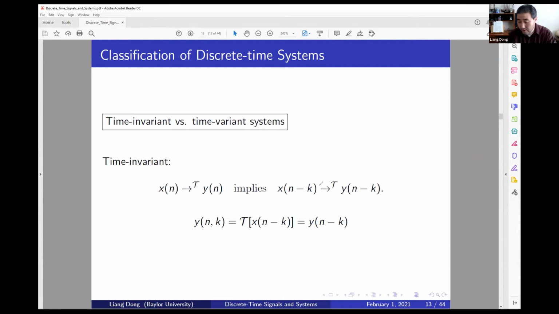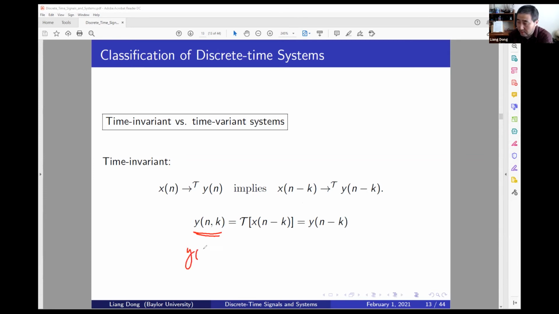Okay, so a lot of systems in the engineering world are time invariant because the property or the feature of the system itself does not change, does not depend on n. You can write this yn output.